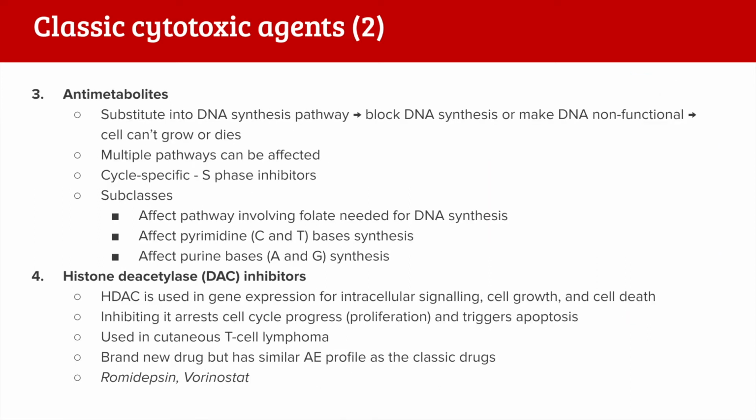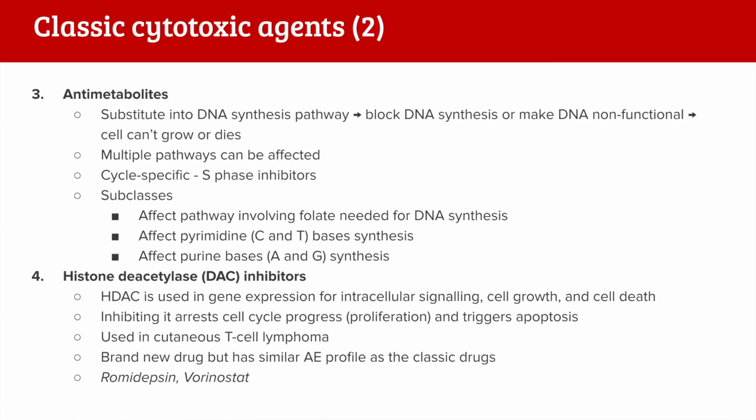And then there's antimetabolites. So they substitute into the DNA synthesis pathway. So I guess they're molecules that are similar to the molecules that are found in the DNA synthesis pathway. So they block DNA synthesis or make the DNA non-functional, therefore the cell can't grow or they die. And there's multiple pathways that can be affected. Yeah. And so because they affect DNA synthesis, they're cycle-specific, they're S-phase inhibitors, and they're different subclasses. So some can affect pathways involving folate, or they can affect just the pyrimidines, which are the C, T, and U bases, or purine bases, which are the A and G ones.